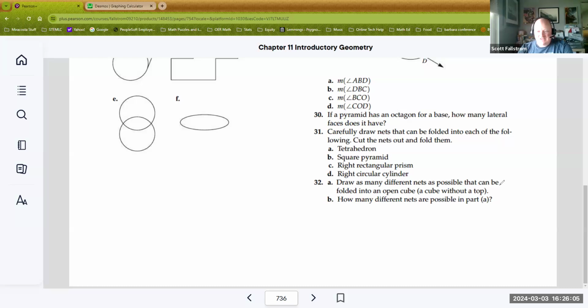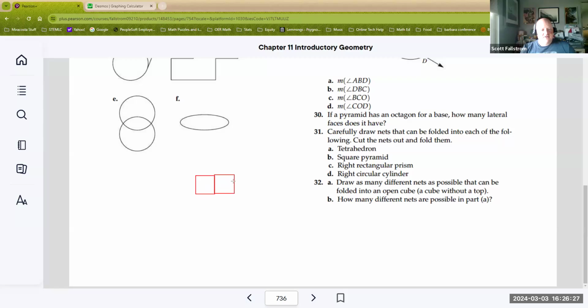Draw as many nets as possible that can be folded into an open cube, a cube without a top. How many different nets are possible in part A? So again, as you're looking at nets for these, let's see here. So this one would be, I'm going to fold it into a cube. So they're only going to have squares. So you're going to have square right next to a square, right next to a square, right? And then that last one didn't look like a square, but your drawing's got to be as good as mine. So there we go.